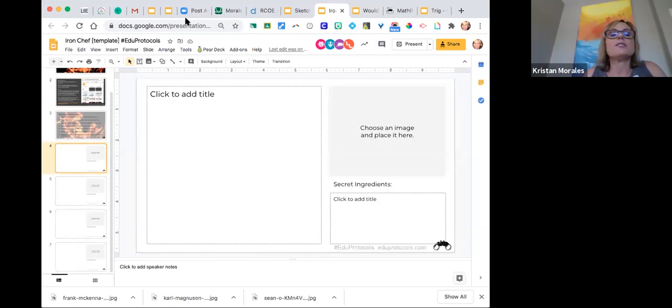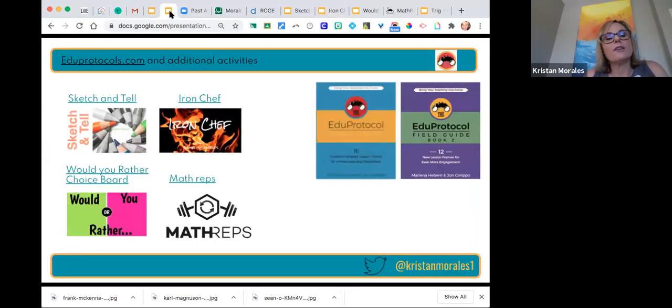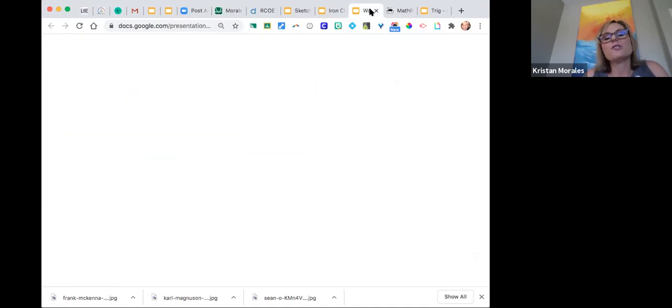So those are some other ideas for you for different ways you can use Google Slideshows with activities in your classroom. And your secret sauce could be Desmos too. You could tell them, here's a link to a Desmos graph to play around with, or create a Desmos graph, right? I also included here would-you-rather choice boards.